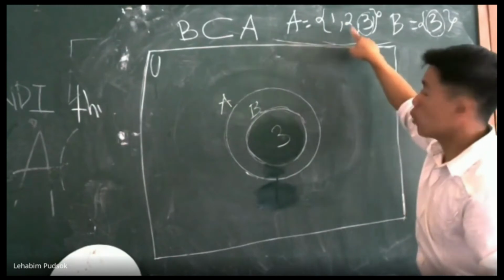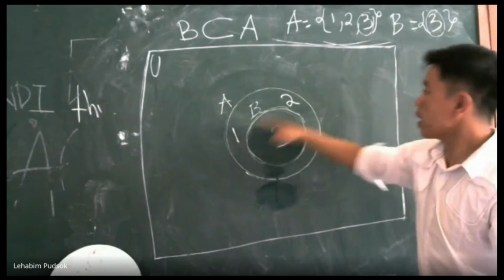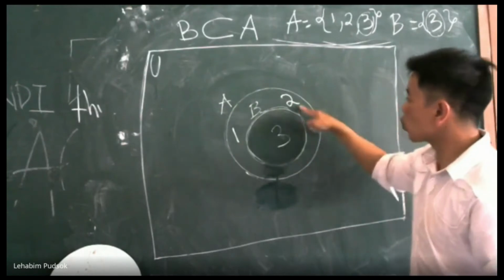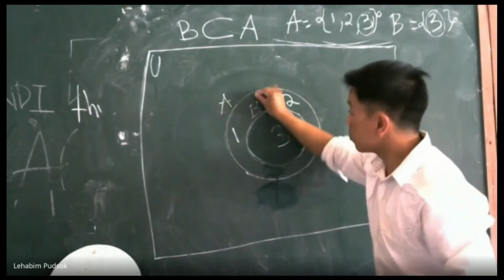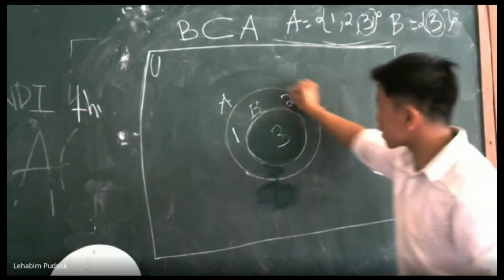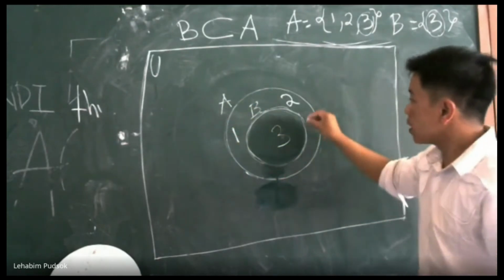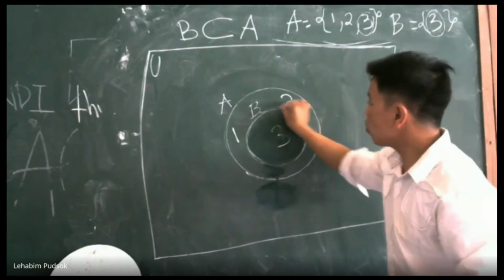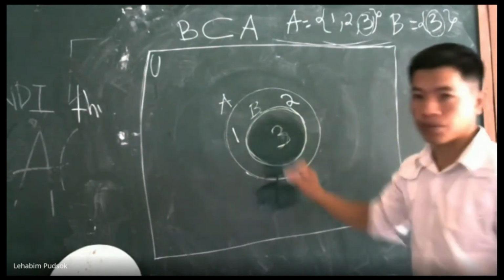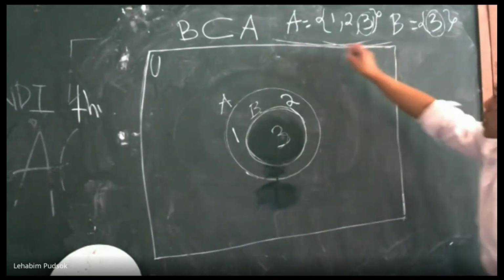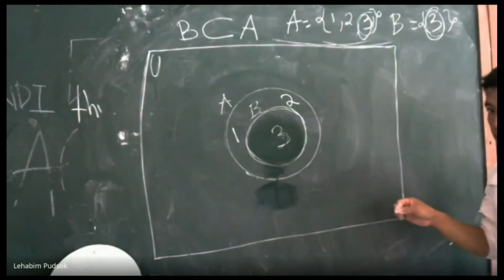So we have 1, we have 2. 1, 2, and 3 are elements of set A because they are inside the circle of set A. Now, set B has only one element, which is 3. So in set A and set B, the common element is 3.